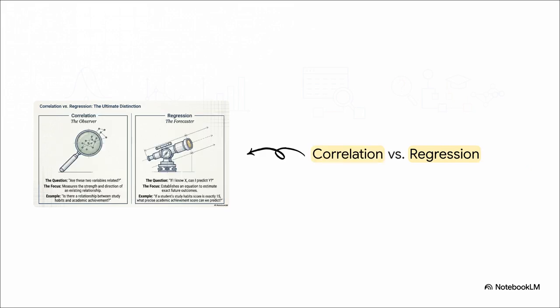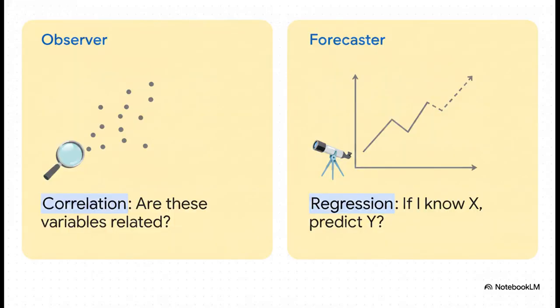And this brings us to the ultimate distinction between our two main tools in Hemisphere B. It's essentially the difference between looking through a magnifying glass versus looking through a telescope. Notice the phrasing here. Correlation is the observer. It acts as that magnifying glass, simply asking, are these two variables related? It focuses strictly on measuring the strength and direction of an existing relationship. Regression, on the other hand, is the forecaster. Operating exactly like a telescope, it looks ahead, asking, if I know X, can I predict Y? It establishes a mathematical equation to estimate exact future outcomes.